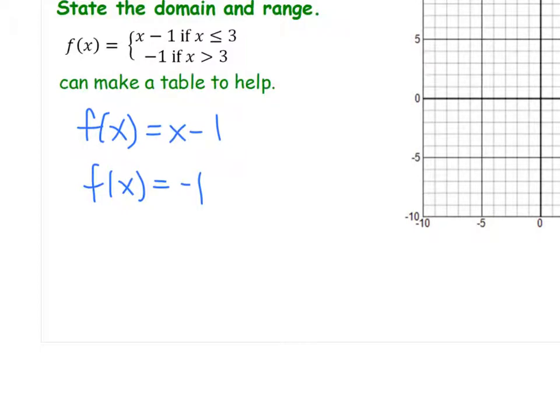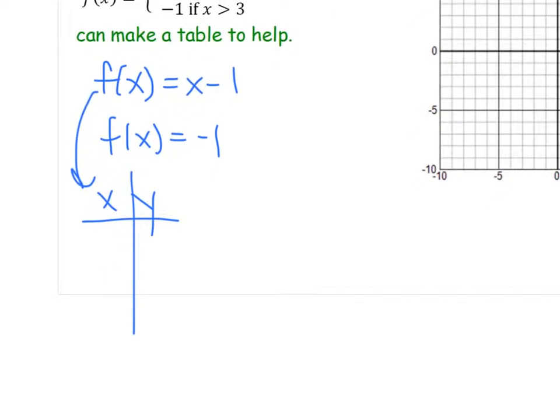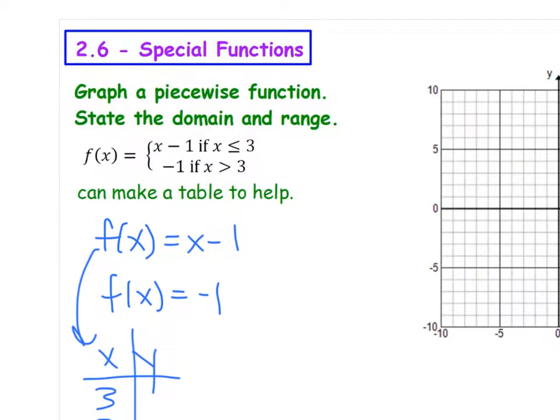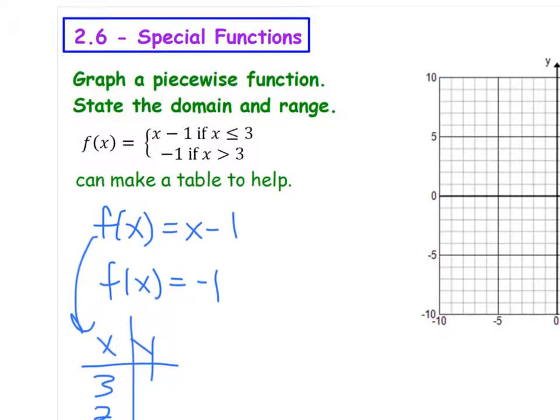So I know for the first function, I have to start with values 3 and less. So 3, 2, 1, 0, negative 1. And then you'll be able to see the pattern because you know, look, it's a line. The slope is positive 1. So you can just use that to find more points. But to start out with, let's go ahead and just plug in some points.